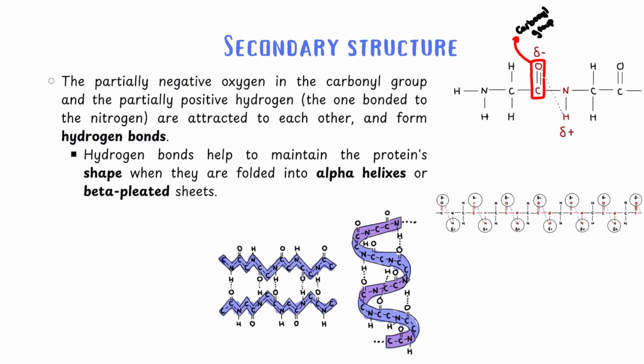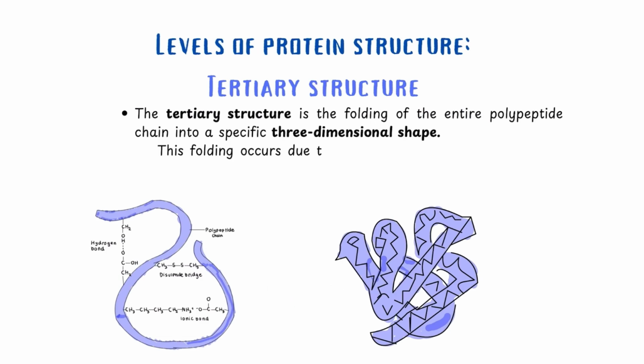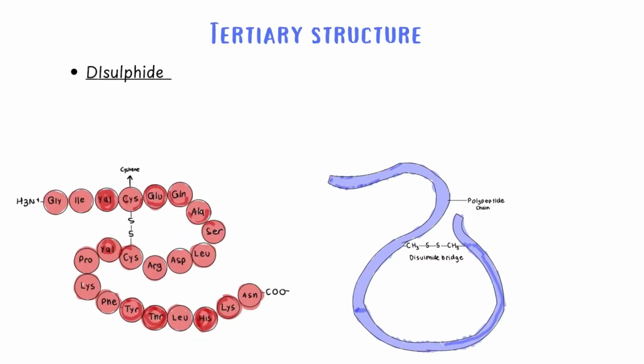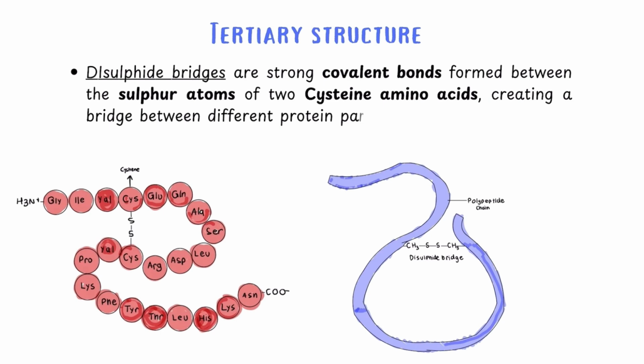The tertiary structure is the folding of the entire polypeptide chain into a specific 3-dimensional shape. This folding occurs due to a combination of hydrogen bonds, ionic bonds, and disulfide bridges forming between the amino acid side groups. Disulfide bridges are strong covalent bonds formed between the sulfur atoms of 2 cysteine amino acids, creating a bridge between different protein parts.